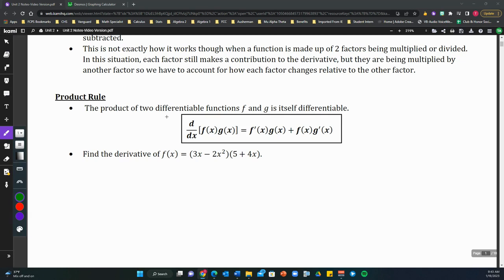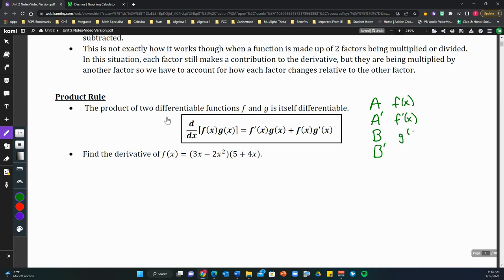Or how I like to write this to help us organize this information is we're going to make a list of four pieces. I'm going to start with my first function, a, its derivative a prime, then my second function b, and then its derivative b prime. Or if you would rather use the f notation, we can think of this as f of x, f prime of x, g of x, and then g prime of x. So we list out the four pieces, and then we're going to make their product.